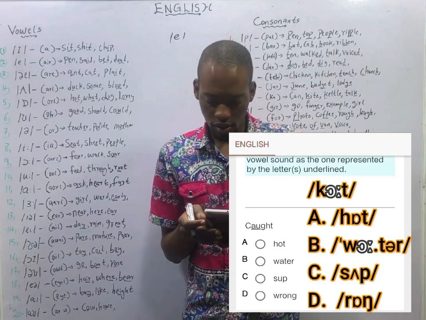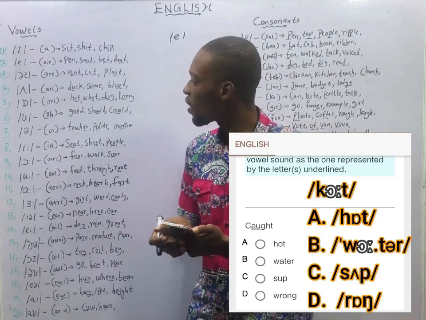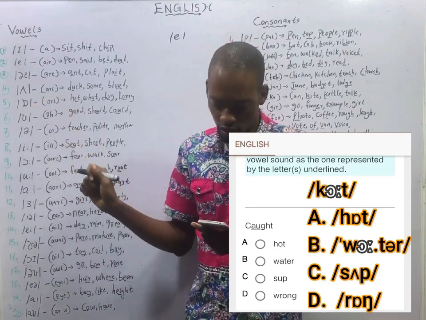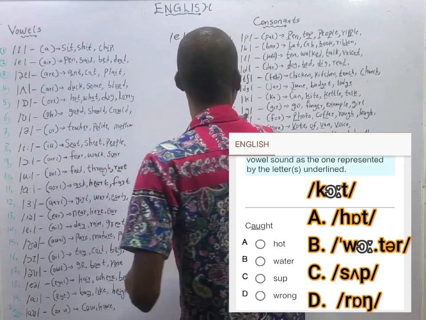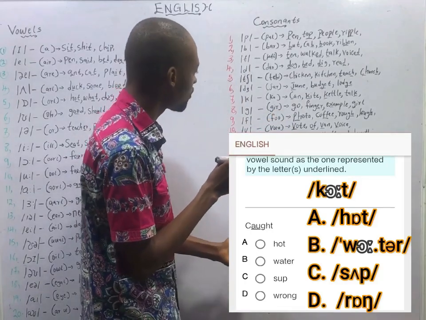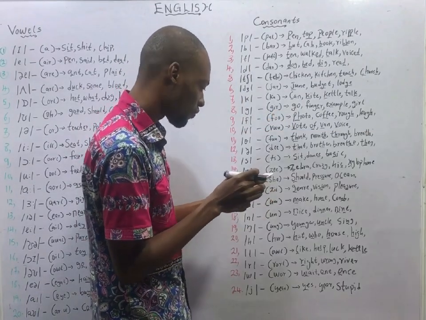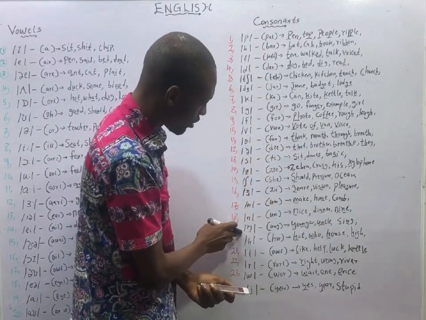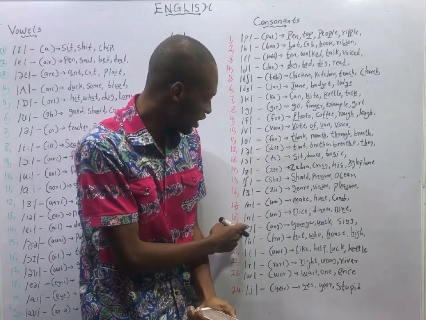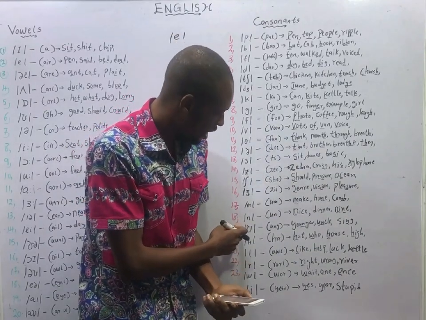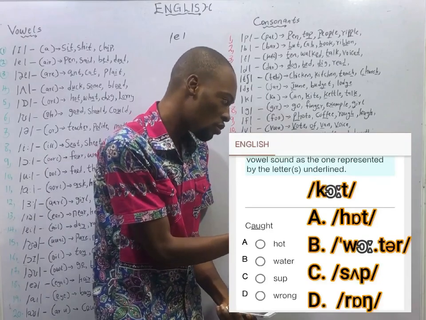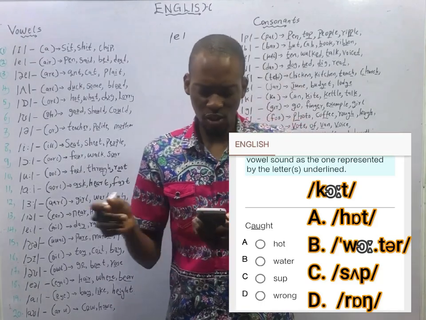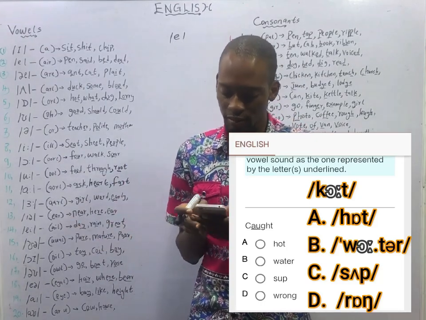Option D, "wrong". It has the O sound, and it also has the ng sound. Where is it? It has the ng sound here. This is the consonant sound present in "wrong", as in young, sing. That sound is also present there. So, option B is correct.